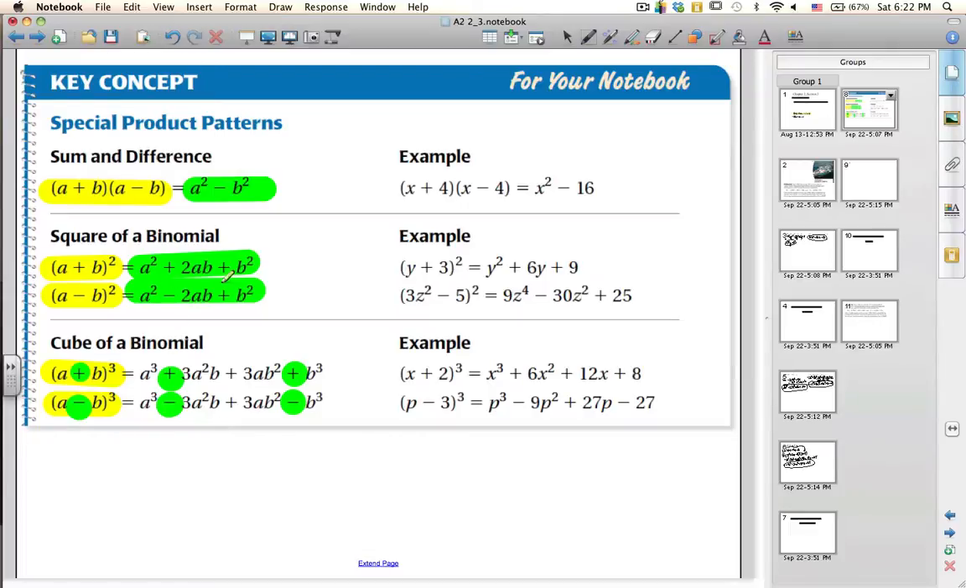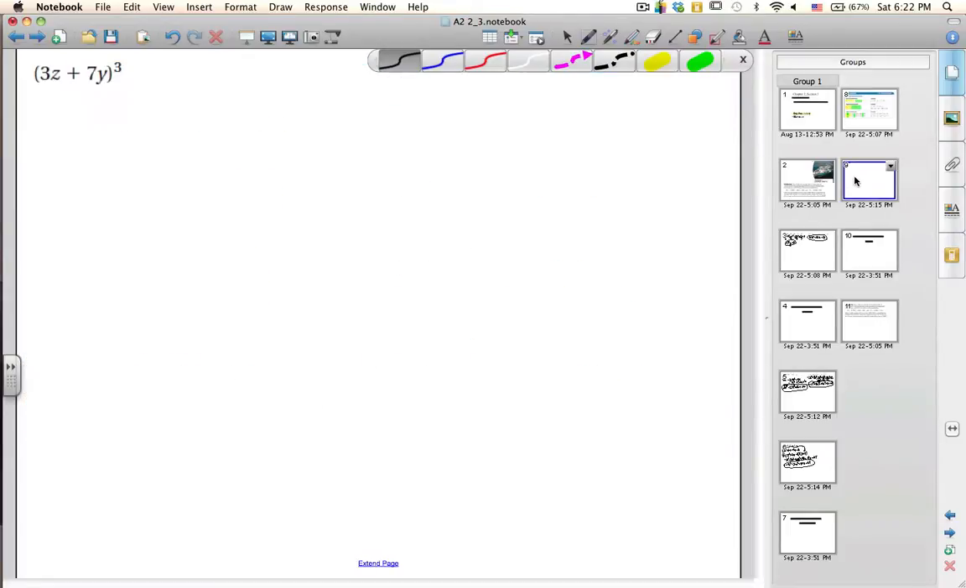Okay, it's very similar to this pattern, except now instead of 2 in the middle, we have 3, because it's matching the power, you'll notice, that we're doing. And so the benefit for us is that rather than actually taking these 3 binomials and multiplying them together, instead I would just follow the pattern, and it'll be faster for me to work that through.